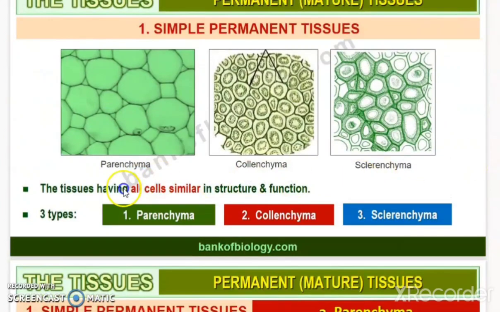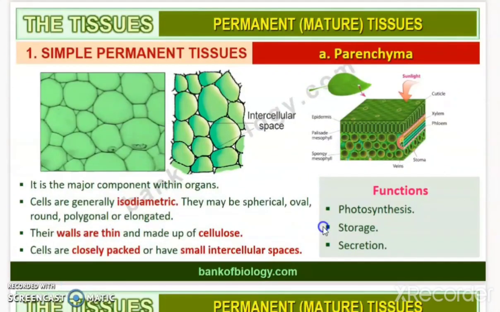These tissues have all cells which are similar in structure and function. The structure and the function will be similar. There are three types of simple tissue. One is parenchyma. So what are these parenchymas? How are they arranged? Let us learn about it. Let us learn the functions also. It is a major component within the organ. Within a plant organ, this tissue is a major component, and these cells are generally isodiametric, and they may be spherical, oval, round, polygonal or elongated.